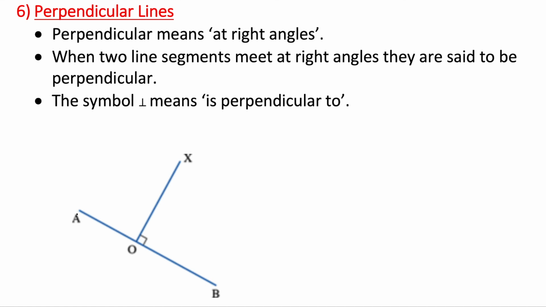So we see here that we have the line AB, which is forming a right angle with the line OX. And we know this because we have our symbol here to symbolize that we have a perfect right angle here. So therefore, AB is going to be perpendicular to OX. Wonderful. Please copy all this in your notes, including the drawing.